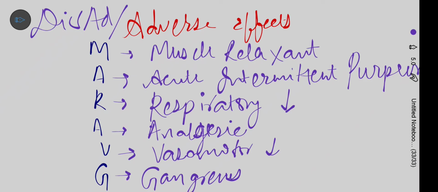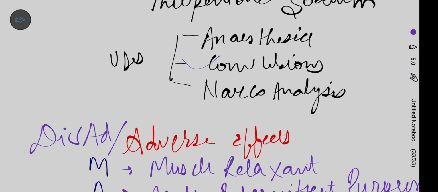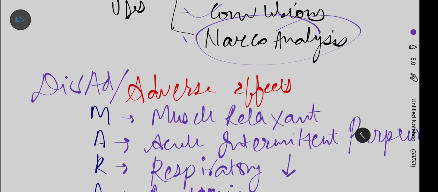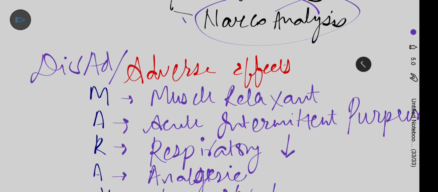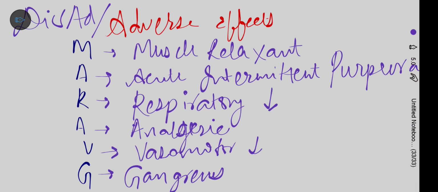So the mnemonic Marav G is for the adverse effects of thiopentone sodium, which is usually used for anesthesia, and we also give it for convulsions and in narco analysis. M stands for muscle relaxant, A for acute intermittent purpura, R for respiratory depression, A for analgesic, V for vasomotor depression, and G for gangrene.